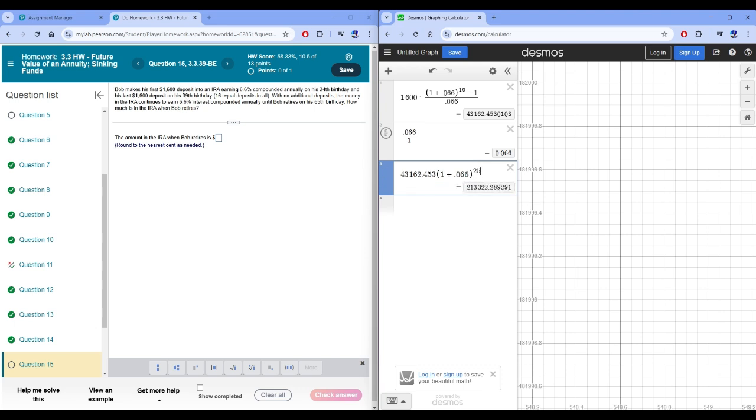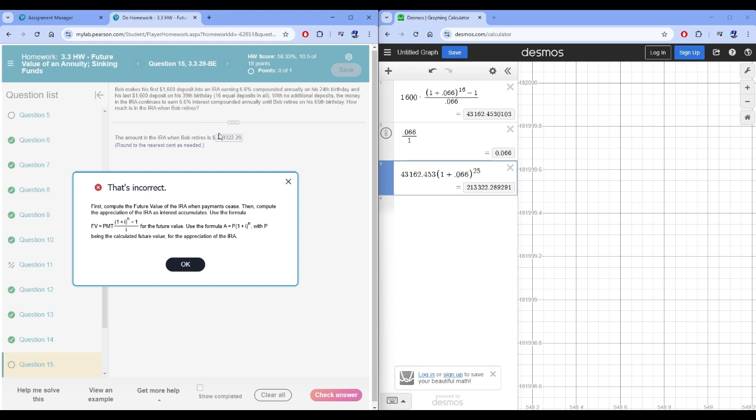Your 40th birthday to your 65th birthday would be 25 years. So let's see, is his IRA then worth $322 and was that 29 cents? No.